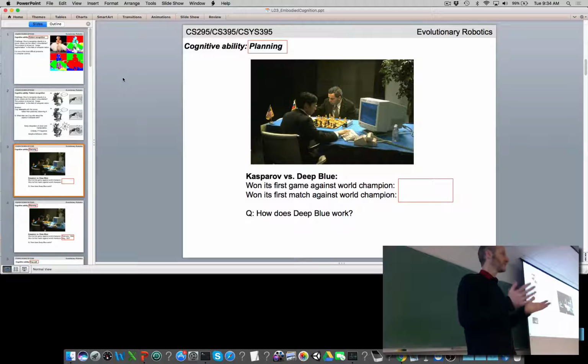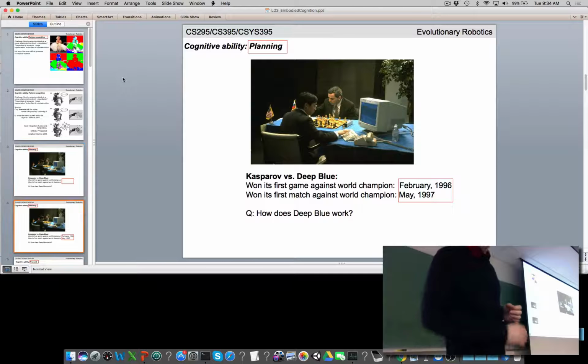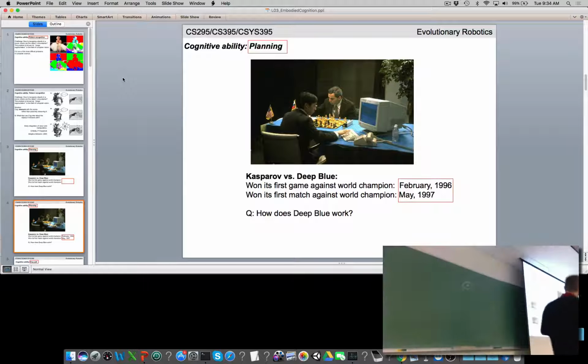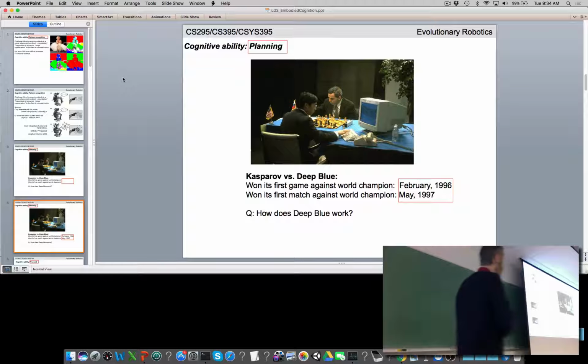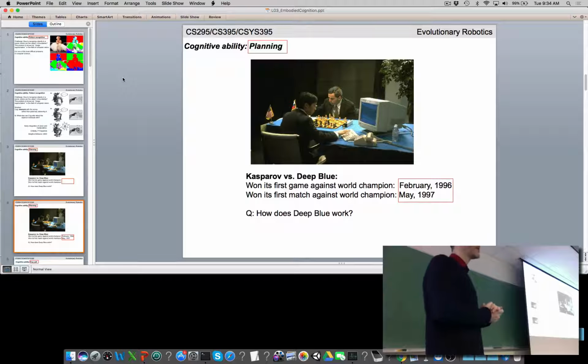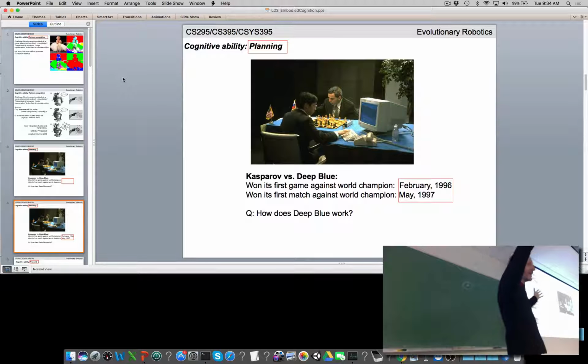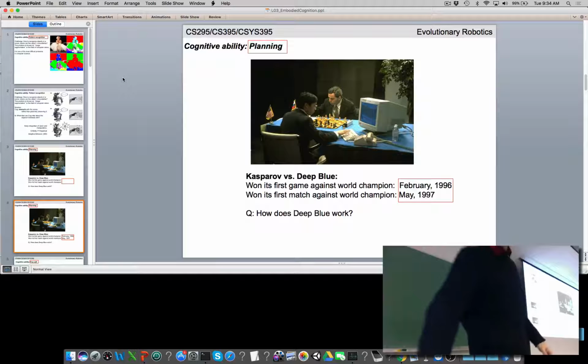Very good. So Deep Blue won its first match against Gary back in 1997 and won its first game back in 1996. Okay, so Deep Blue is again a non-embodied machine. It did have a huge mainframe. It had a physical body, but it didn't use it to learn about chess. How does Deep Blue work? How did Deep Blue work? Anybody know?